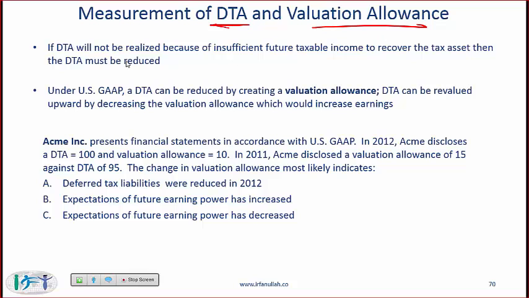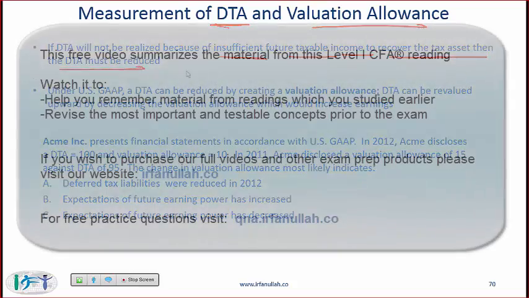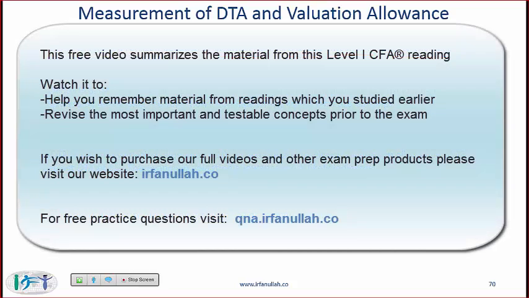Measurement of DTA and valuation allowance. If DTA will not be realized because of insufficient future taxable income to recover the tax asset, then DTA must be reduced. If you think about DTA, this is telling you that sometime in the future you will pay less taxes, and since that is a benefit, you are showing it as an asset. But let's say that you will not make money in the future. So if you are not making money, then you do not get any benefit from the fact that you will be paying less taxes. If that is the case, then you have to reduce your deferred tax assets.